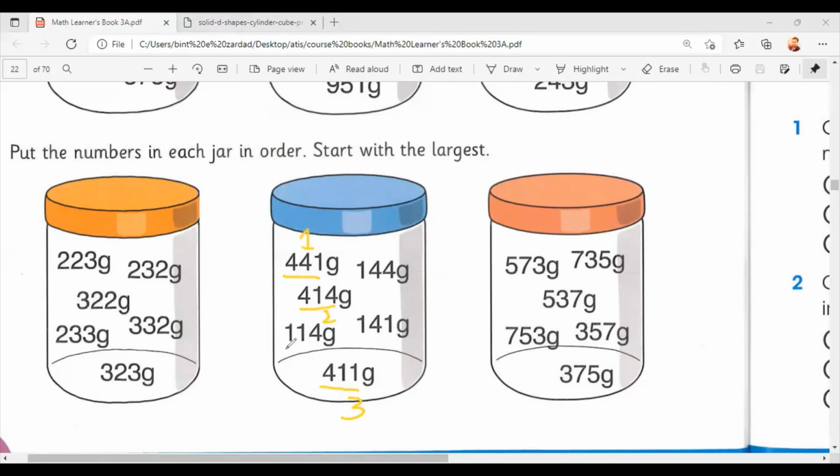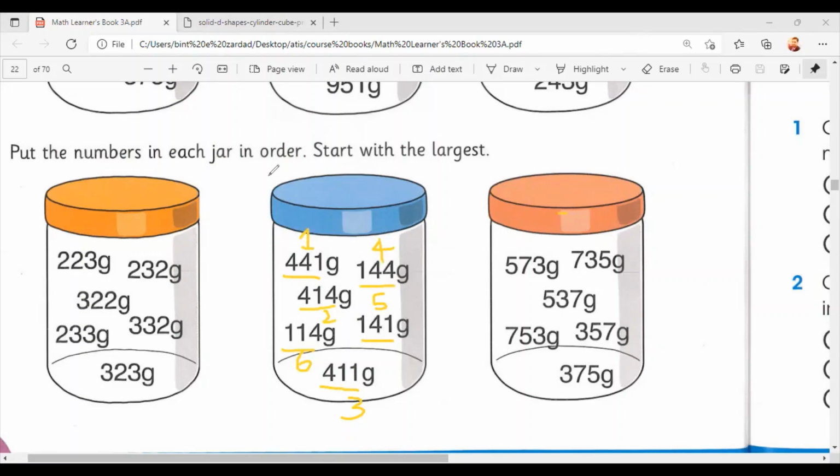Now finish 400. Now we can start 100, 100, 100. After underline, then skip 100 and think about the last two digits: 44, 41, and 14. 44 is the largest number. Fourth largest number 44, then 41, and then 14. Okay, like this, the largest number.